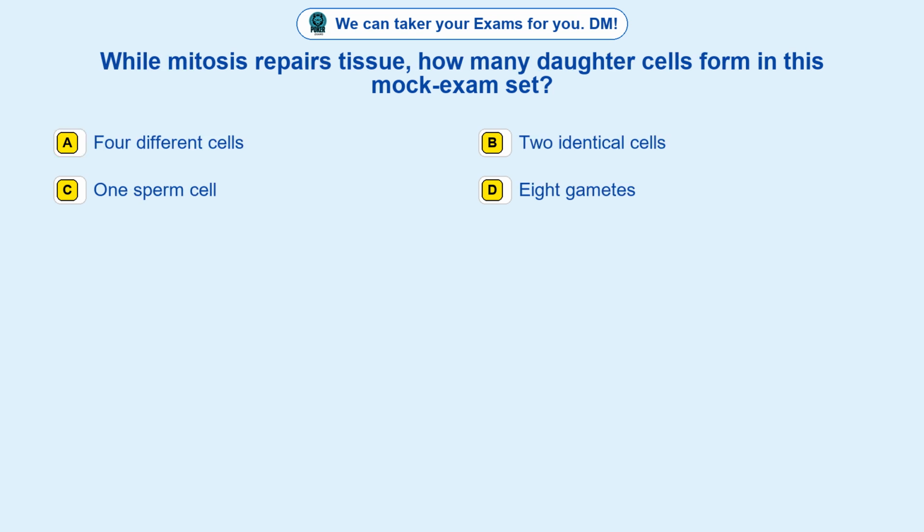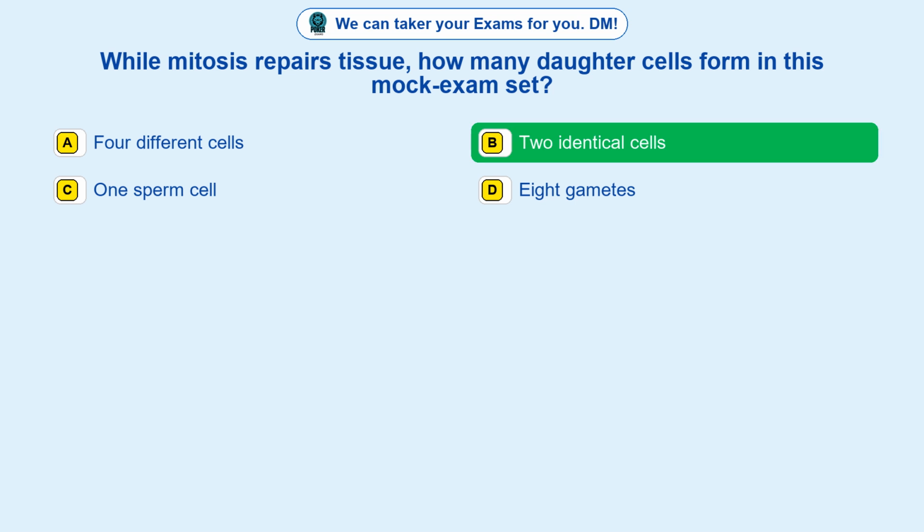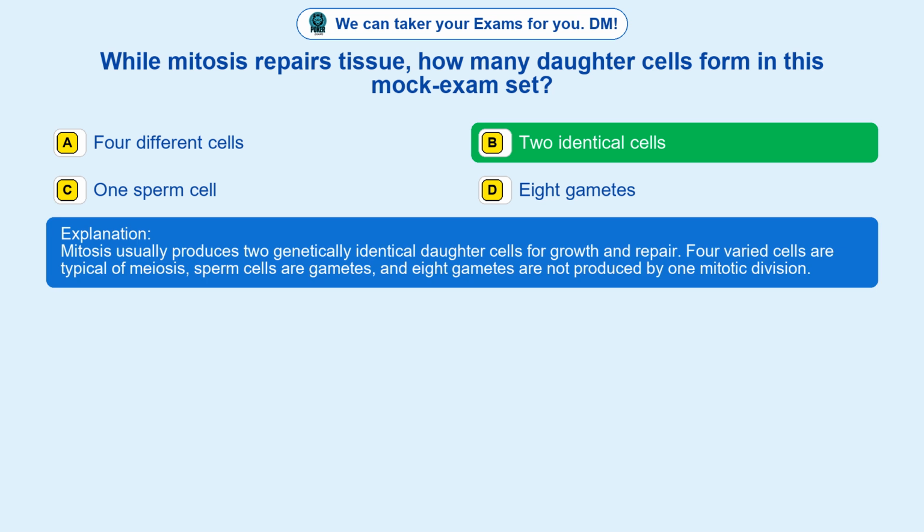Question 24. While mitosis repairs tissue, how many daughter cells form in this mock exam set? Option A. 4 different cells. Option B. 2 identical cells. Option C. 1 sperm cell. Option D, 8 gametes. The correct answer is option B. 2 identical cells. Mitosis usually produces 2 genetically identical daughter cells for growth and repair. 4 varied cells are typical of meiosis, sperm cells are gametes, and 8 gametes are not produced by one mitotic division.